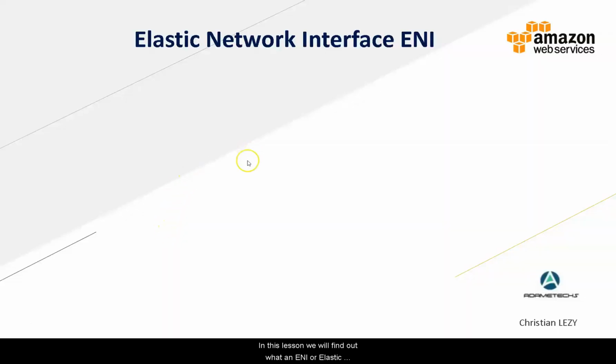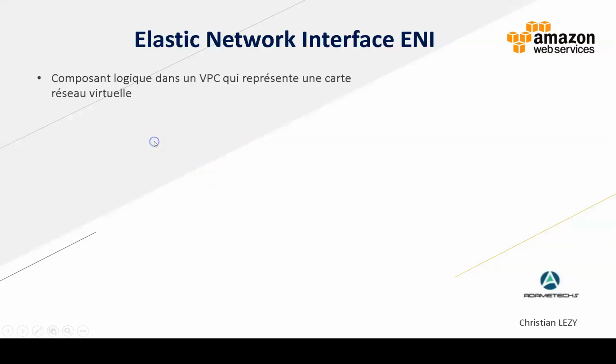In this lesson, we'll find out what an ENI, or Elastic Network Interface, is. This is a logical component of a VPC. It will act as a virtual private network card.